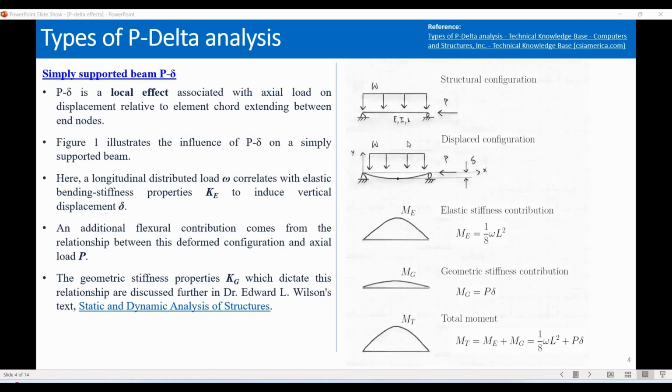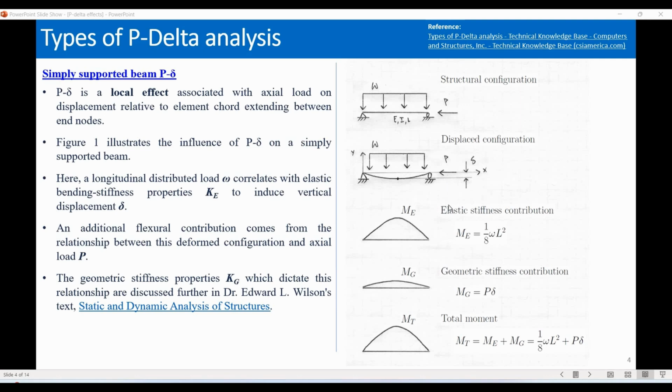And in this slide, I'm showing this example for a simply supported beam subjected to a uniform distributed load and to this axial compression force. And due to the applied loads, this beam will deflect to this configuration. Hence, now we have two sources of contribution to the flexural bending if we want to apply the equilibrium equation based on the deflected configuration.